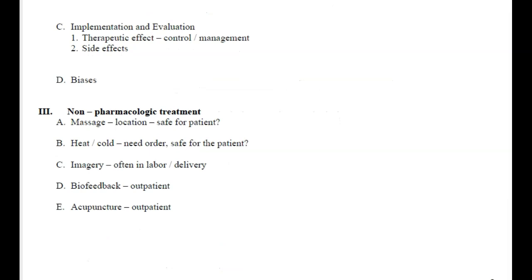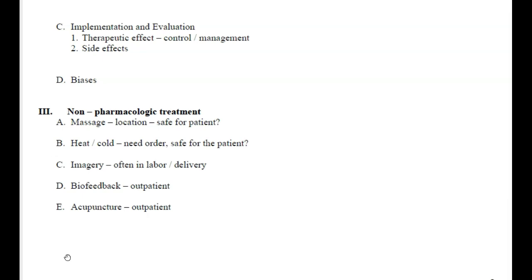So implementation and evaluation, these are very important steps of the nursing process. So if somebody is experiencing pain and then we plan to control the pain, when it comes to implementation, an example is, let's say, administering an analgesic. Part of the process is, depending on what medication we're talking about, 30 minutes, an hour later, we need to go back and evaluate.